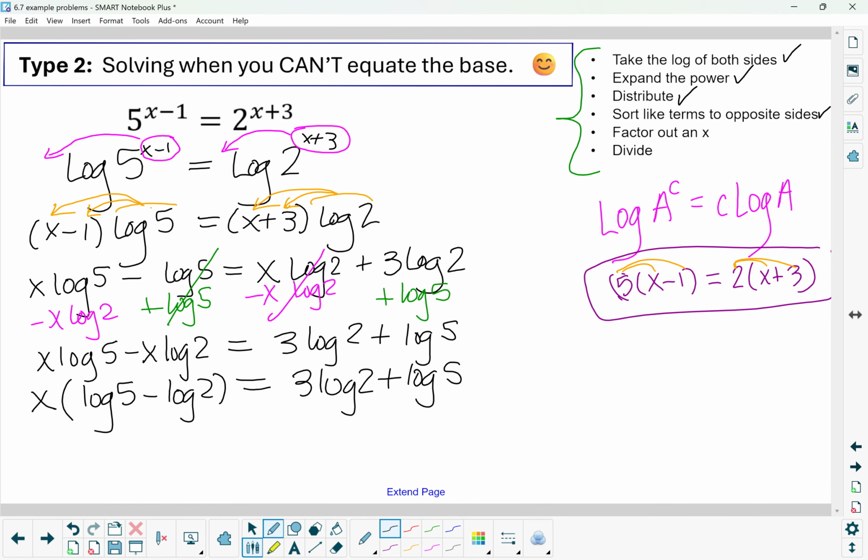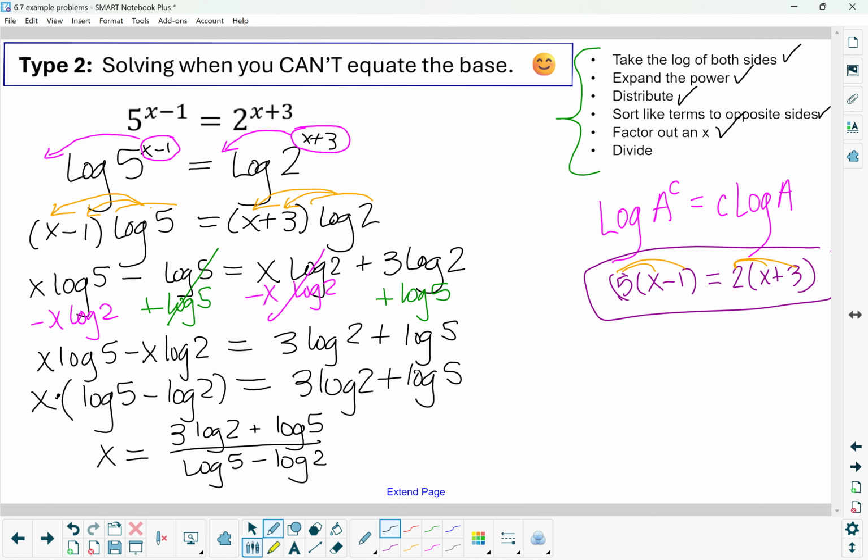And now we're ready for our last step, which is that we want this x by itself. Right now, this x is multiplied by log 5 minus log 2. So we need to divide to get our final answer. Oops, that's a plus. Log 5 minus log 2 is what we're dividing by.